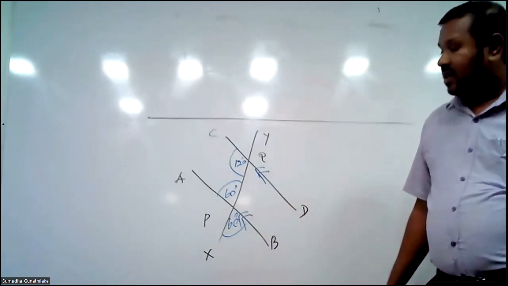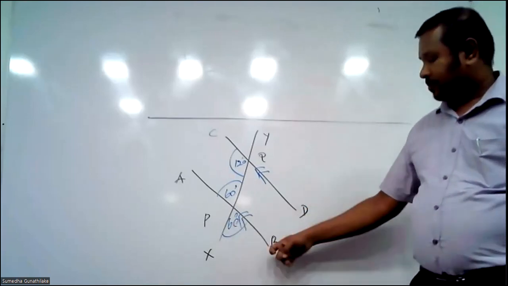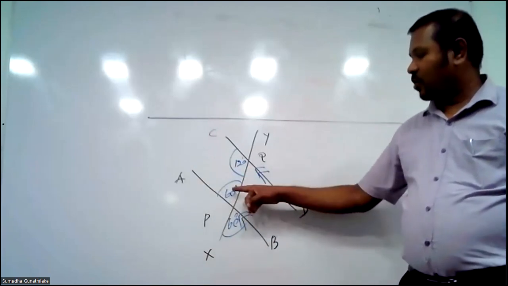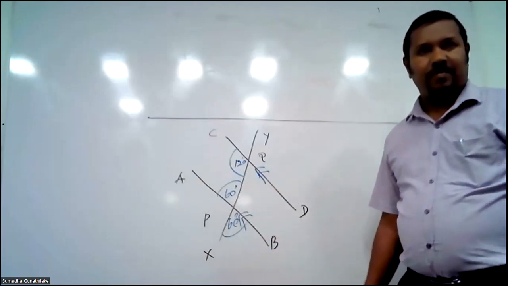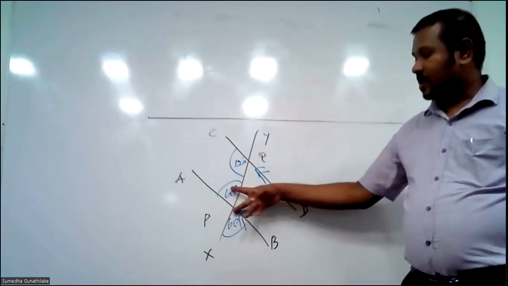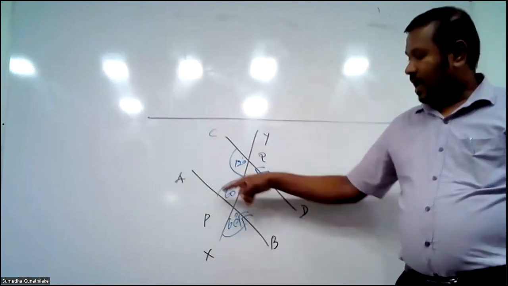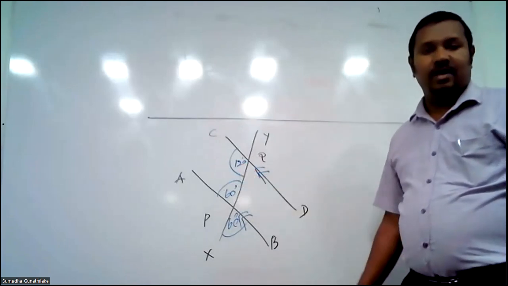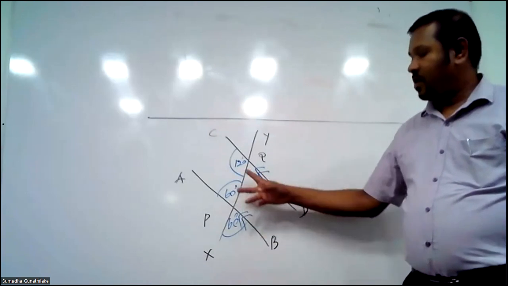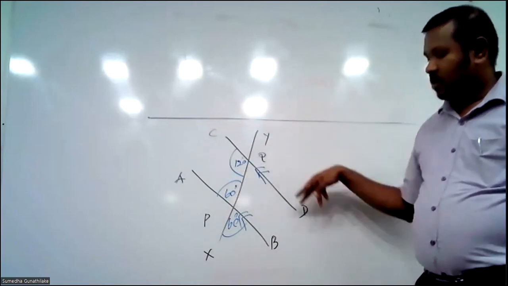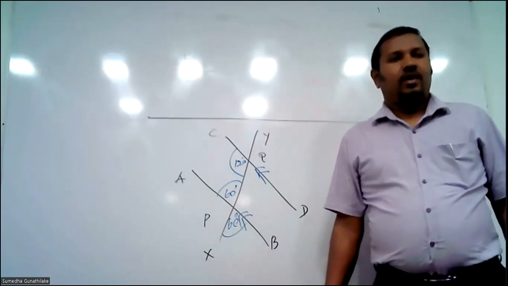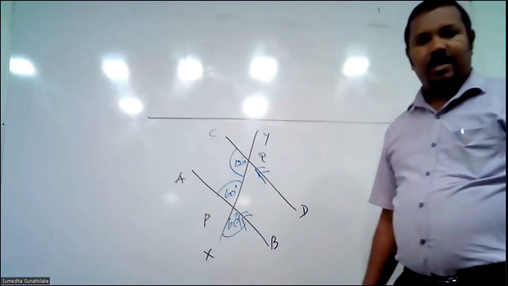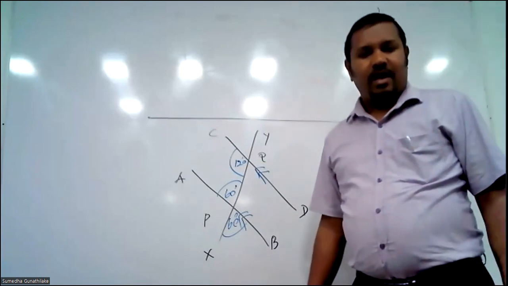But the reason for your answer? First, you have to say BPX angle equals APQ angle because they are vertically opposite angles. Thereafter, APQ plus CQP, so the allied angles is also 180 degrees. Therefore, AB parallel to CD.